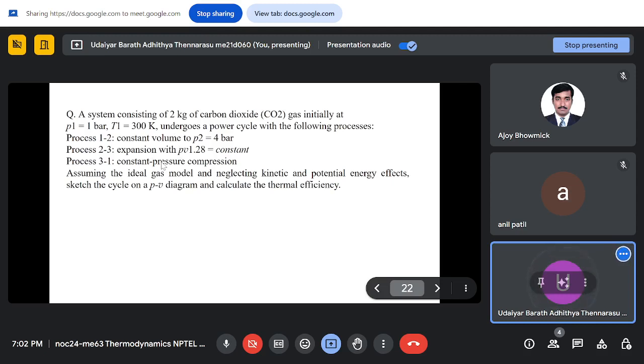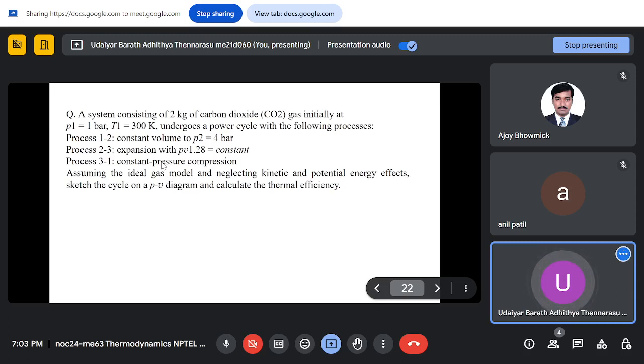So moving on, we have a system consisting of 2 kg of carbon dioxide gas initially at a pressure of 1 bar and temperature of 300 Kelvin, which undergoes a power cycle with the following processes.